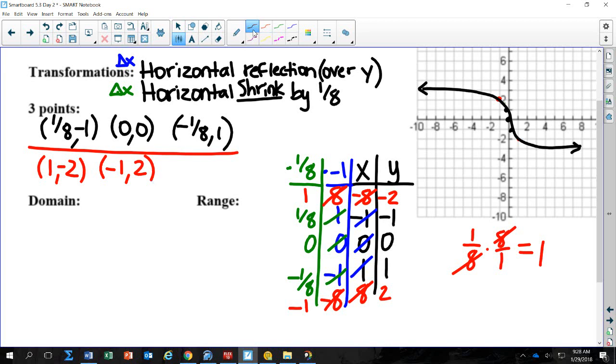So my domain and range. This is an odd root. What is the domain and range for odd roots? All real numbers. The x's are going to extend infinitely outward, and my y values are going to extend infinitely up and down. All right. Any questions on that example?